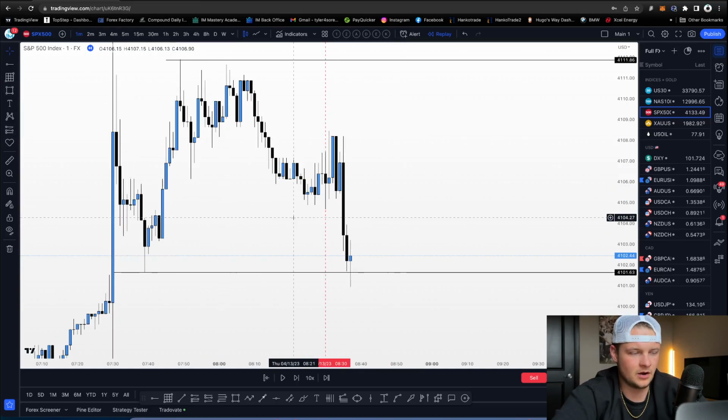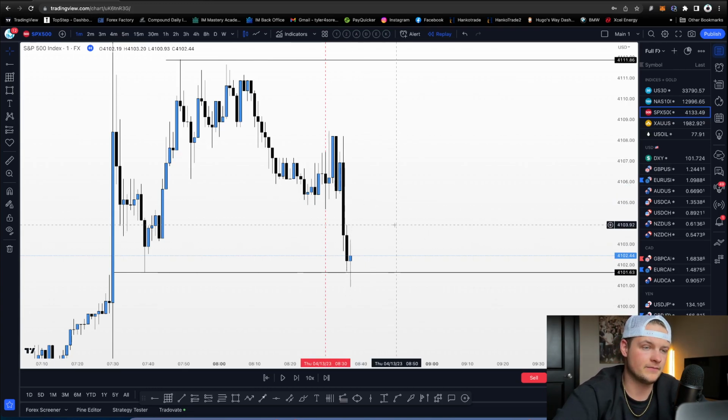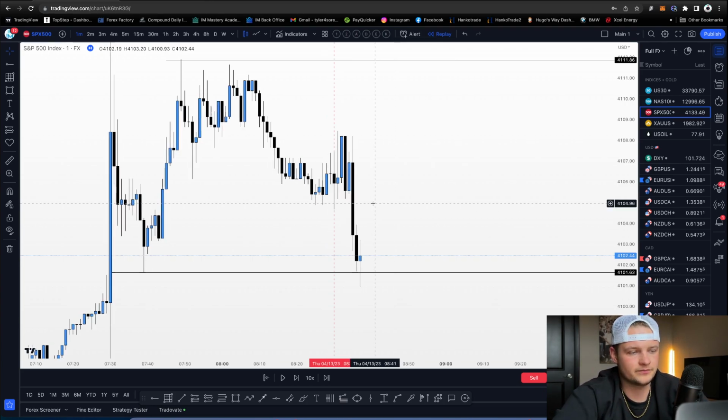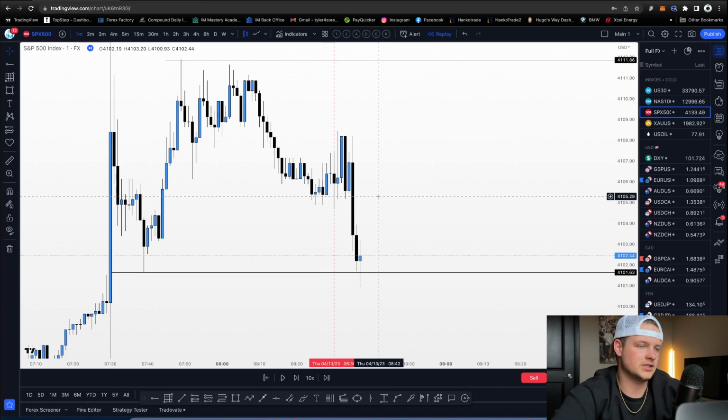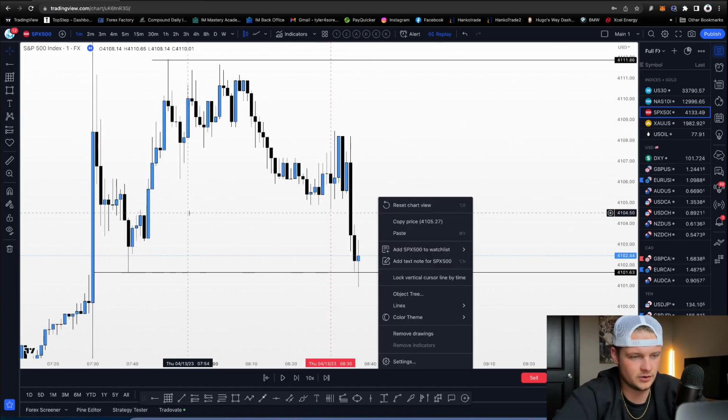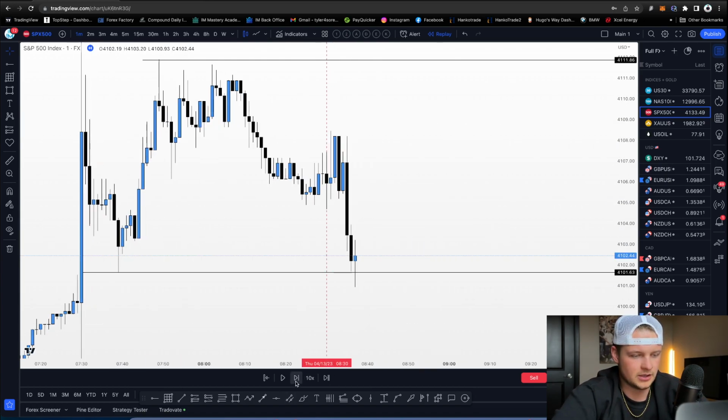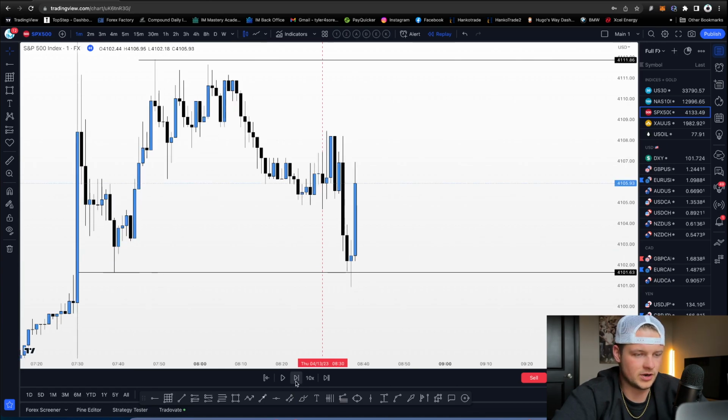So again, all that is price closing back above a high. Since we're looking for buys, we'd want to see it close above a high. If we were looking for sells, we'd want to see it close below a low. So let's just see what we get here. And let's start tracking highs and wait for potential breaks of structure, okay?